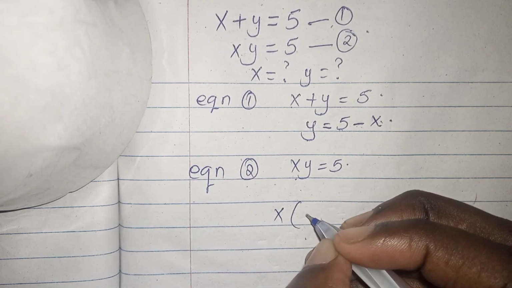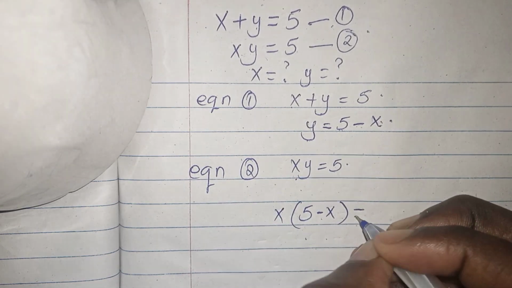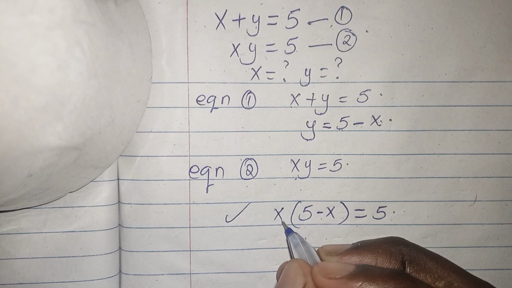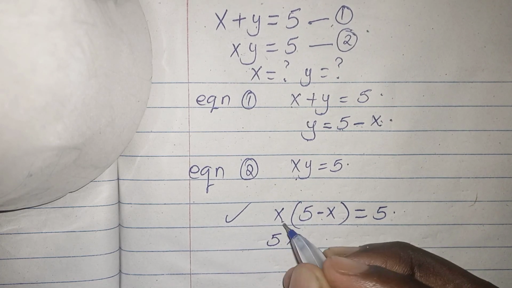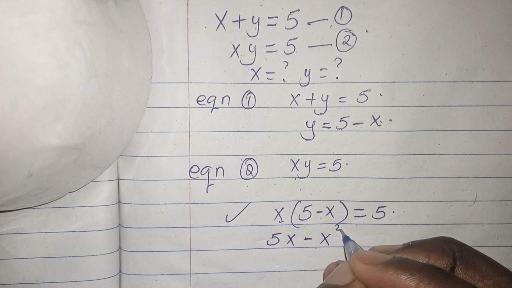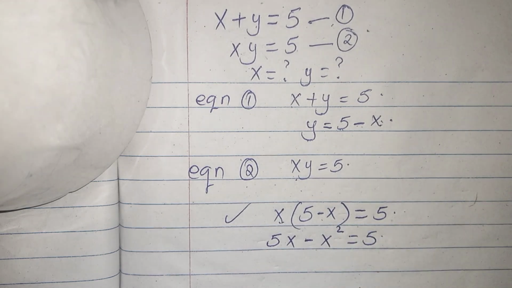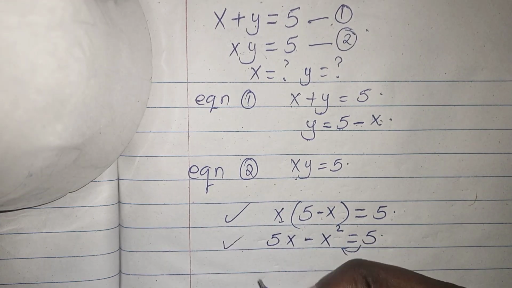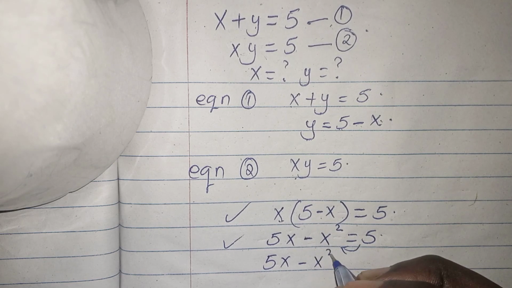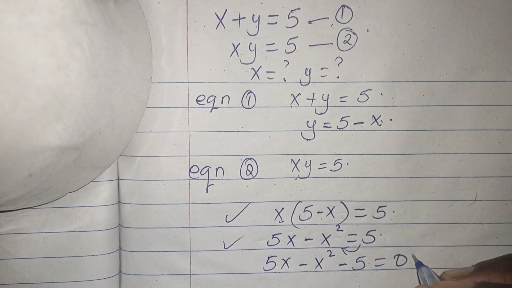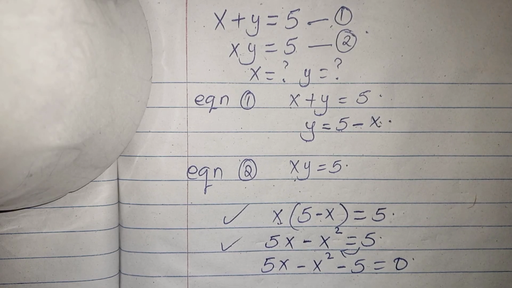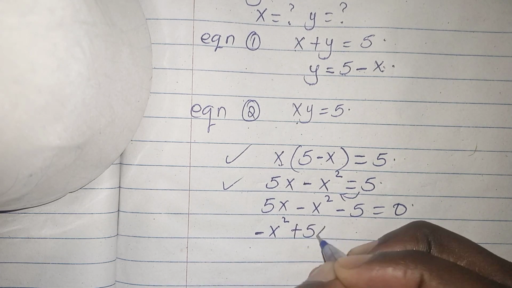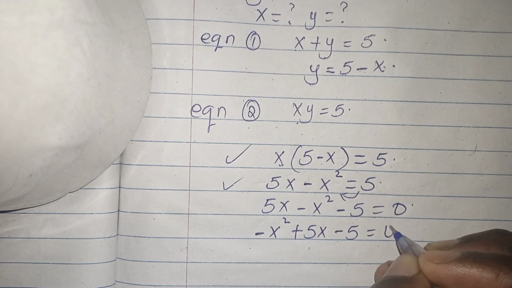So x into y, which is 5 minus x, is equal to 5. Let us now open the bracket. So x times 5, this is 5x. X times x, this is x squared, is equal to 5, right? Next, let us bring 5 to our left hand side. So 5x minus x squared minus 5 is equal to 0. We can rearrange this. So this is negative x squared plus 5x minus 5 is equal to 0.